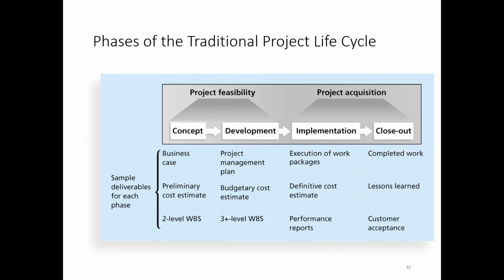We have a preliminary cost estimate in the business case, and then we have a budget cost estimate in the project management plan in the development phase. And then we have a definitive cost estimate at implementation and lessons learned at closeout. We have two levels of work breakdown structure at the concept stage, and in development we have three levels. Then implementation has performance reports, and customer acceptance is the closeout. This is a sample of the deliverables for each phase: concept, development, implementation, and closeout.